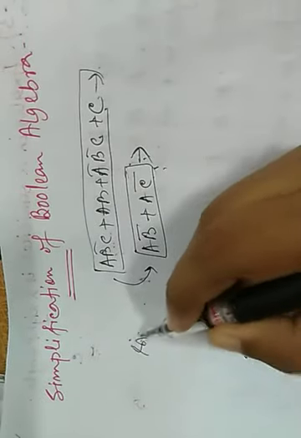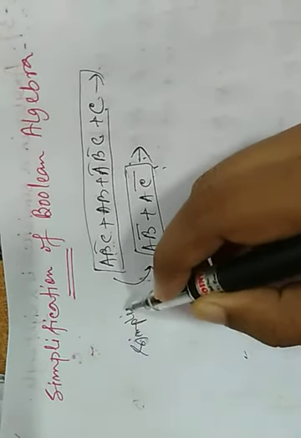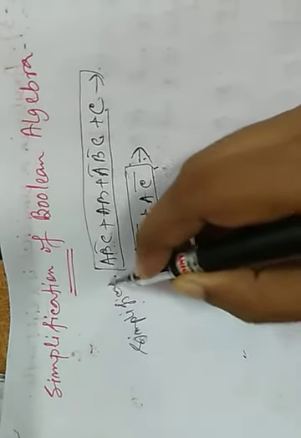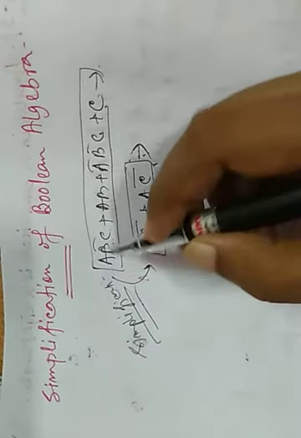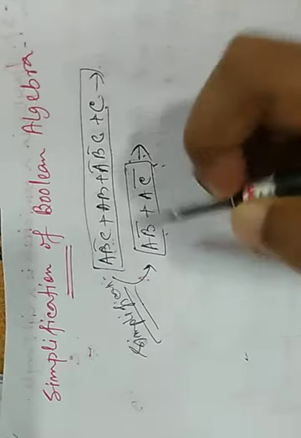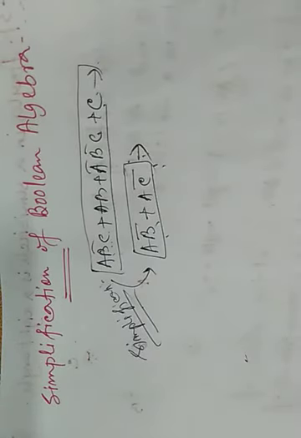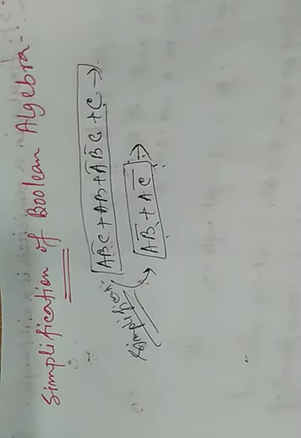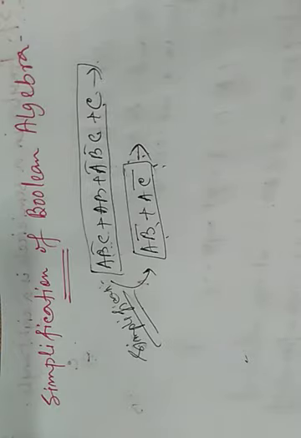After simplification we get this expression. So that's why we need Boolean expression simplification. In order to simplify Boolean expressions, we use different properties of Boolean algebra which we have already studied.